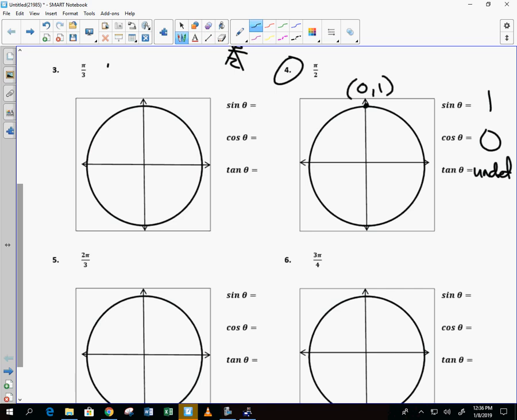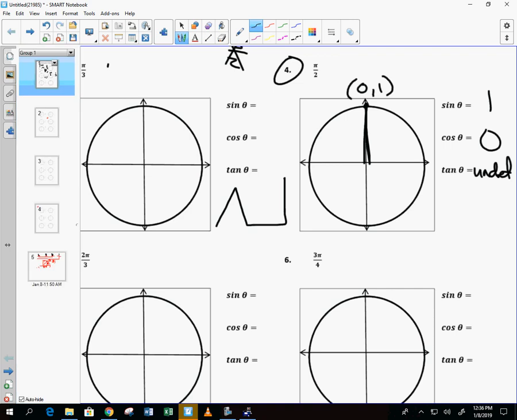So, we talked about tangent being the slope. There are 4 kinds of slope: positive, negative, 0, and undefined, right? So if you notice, you make a 90-degree angle straight up and down, slope undefined. Connection. Got it? Flip it over.